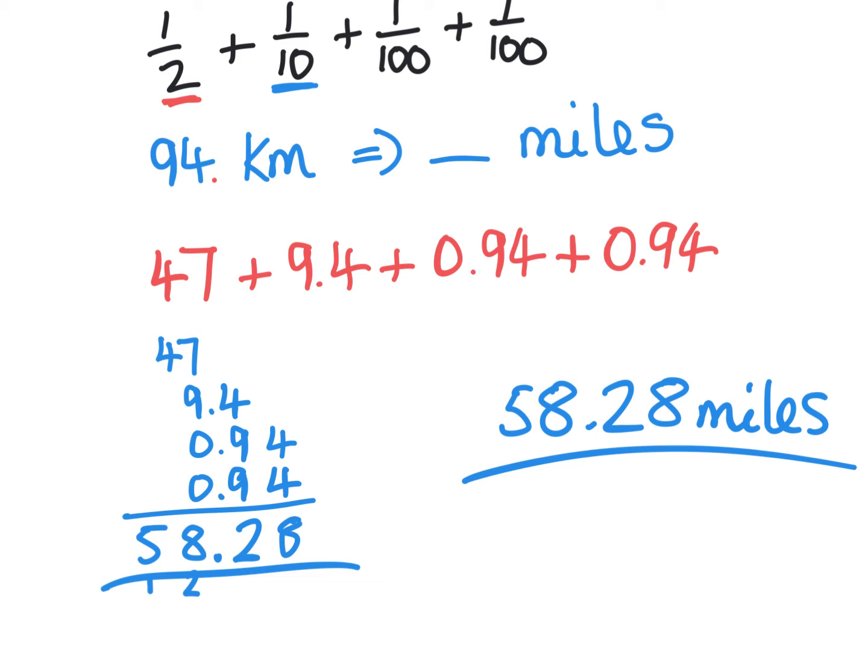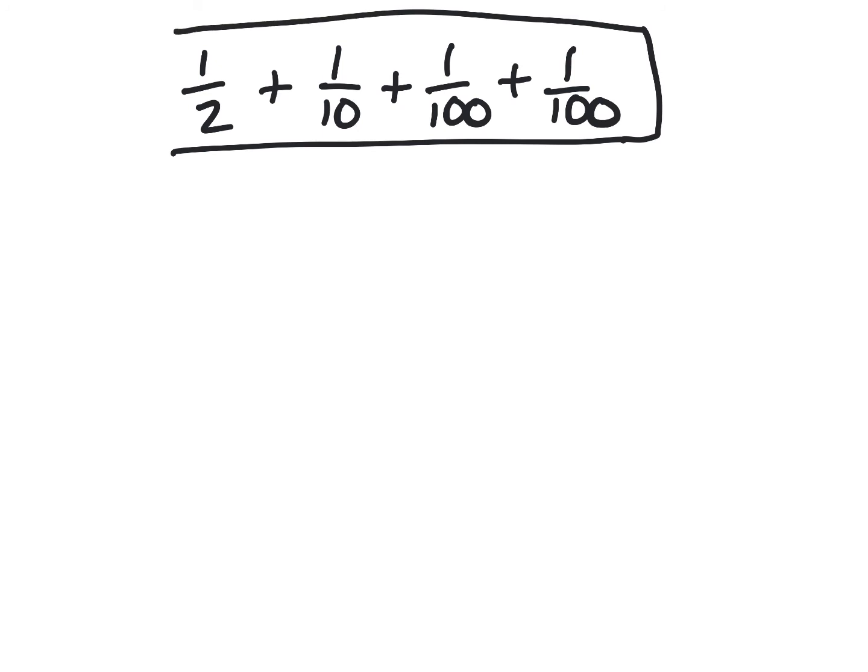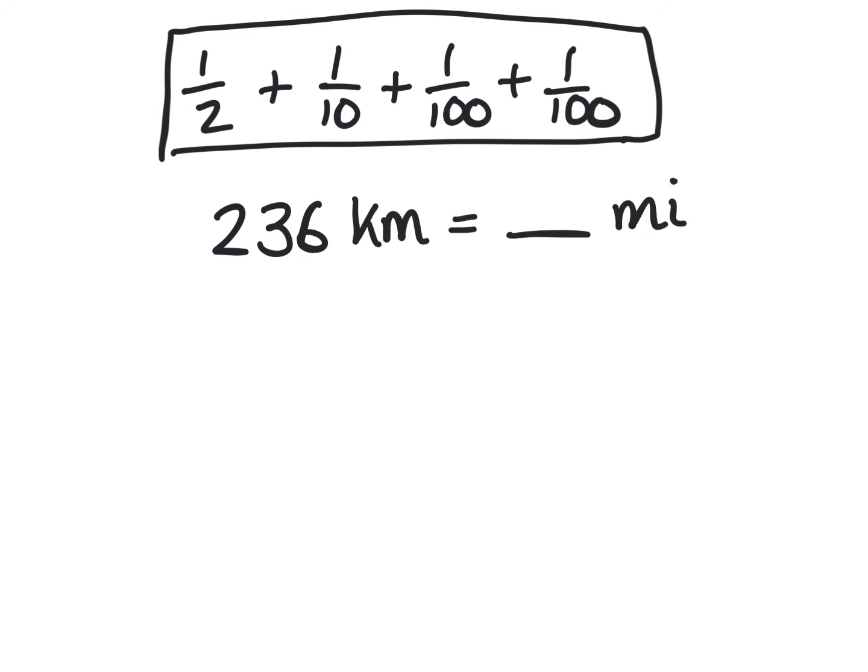Right, let's do one more. So a half plus a tenth plus a hundredth plus a hundredth. So this is always going to be the tactic to find out how we go from kilometres into miles. Let's go with a big number. Let's go 236 kilometres equals something miles.